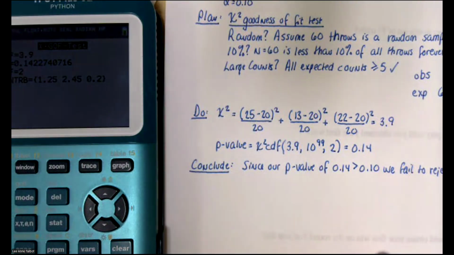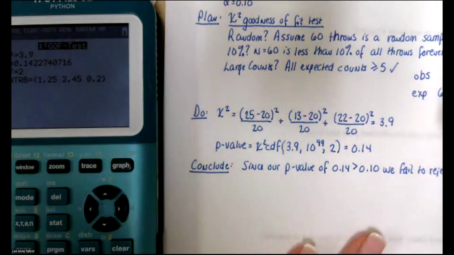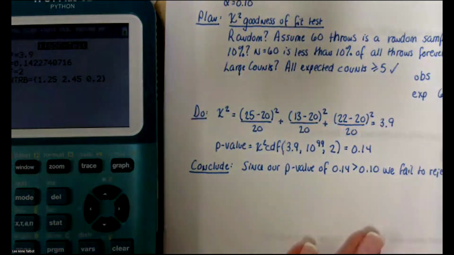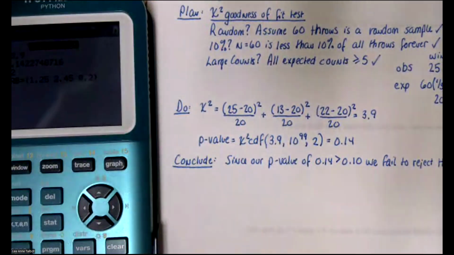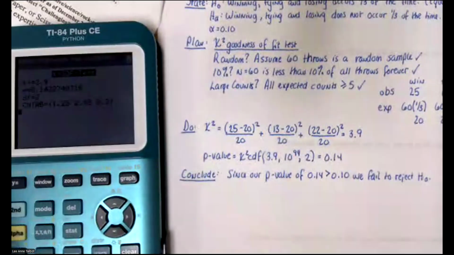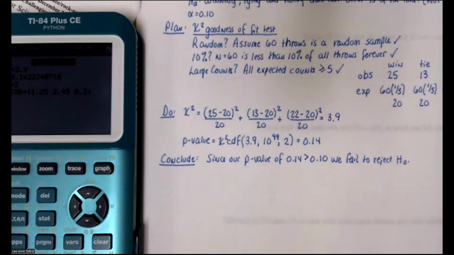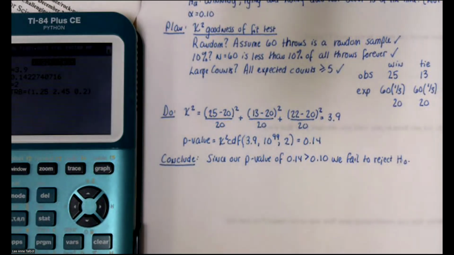Last year, my p-value was 0.45. I don't think anyone in my class rejected the H0 last year. Did anyone reject the H0? I'm jealous if you did, but no, alas.